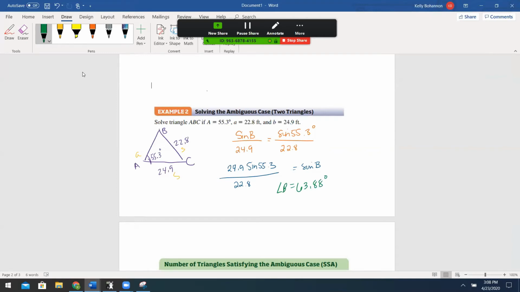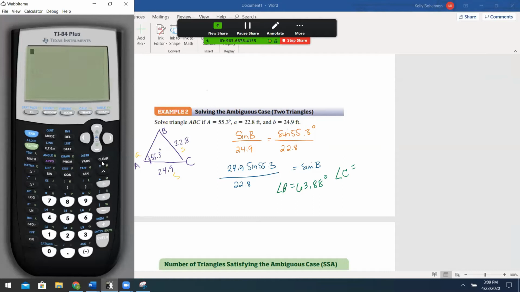Okay, well, let's see if angle B equals 63.88, then what would angle C be? I was given angle 55.3. 63.8 is what my calculator gave me for B. That means angle C would be 60.82.